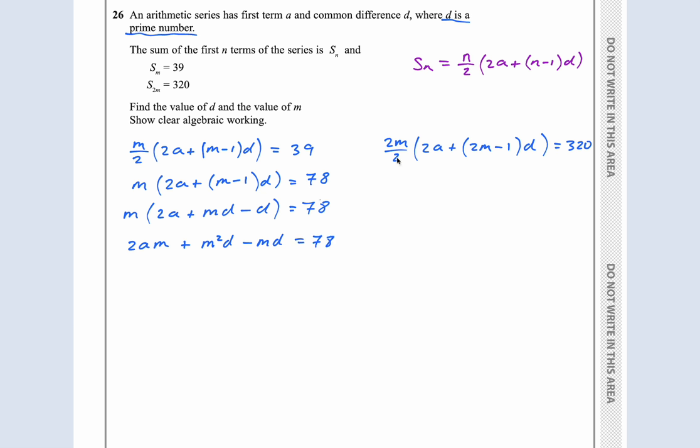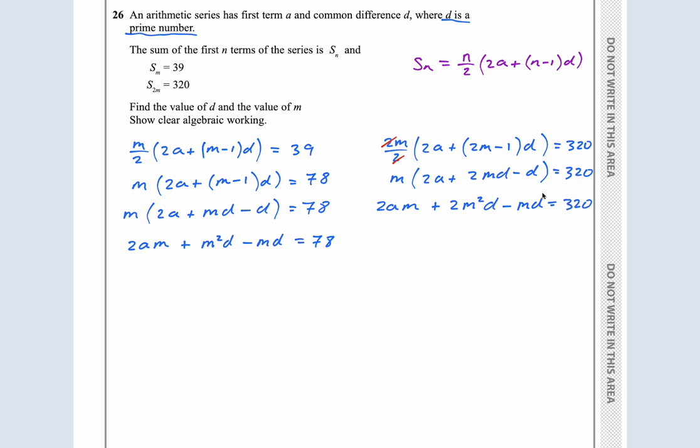Okay, then similar thing here, these 2s nicely cancel. Now I'm going to multiply out m times this. Let's do the same thing. It's m times 2a plus 2md minus d equals 320. Now multiply this: 2am plus 2m squared d minus md equals 320.